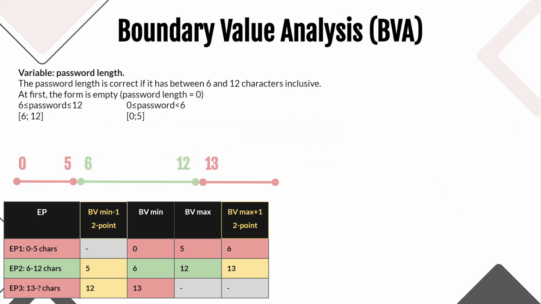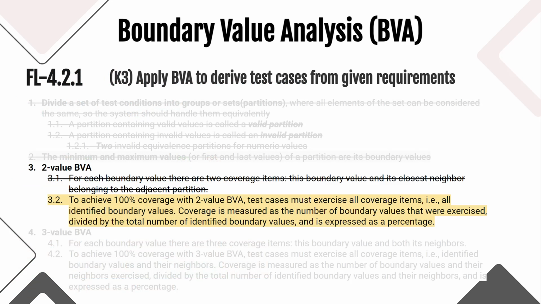And let's go back to our question. Let's imagine that our inner feeling told us correctly, and we understood that it's not necessary to test the value -1 because it's physically impossible to enter a value less than 0. The rest of the boundary values are very easy to determine. These values are 5, 12, and 13. The next step is to define the coverage items.